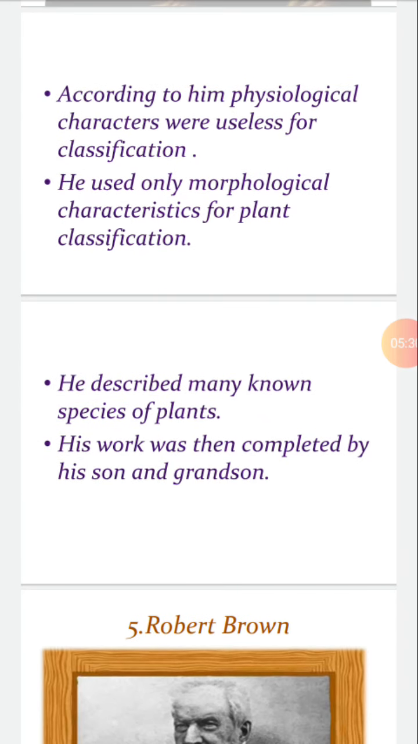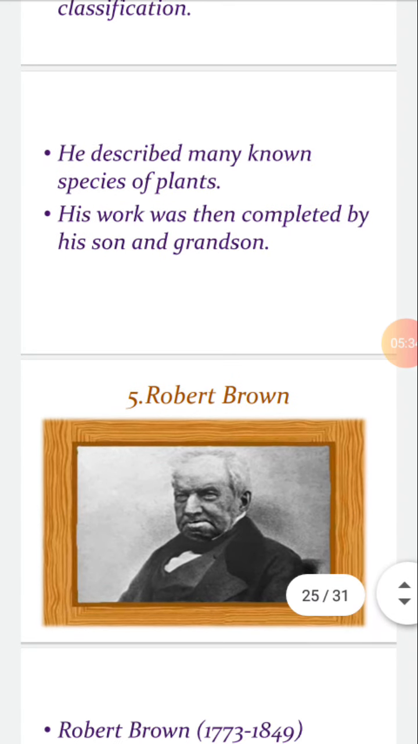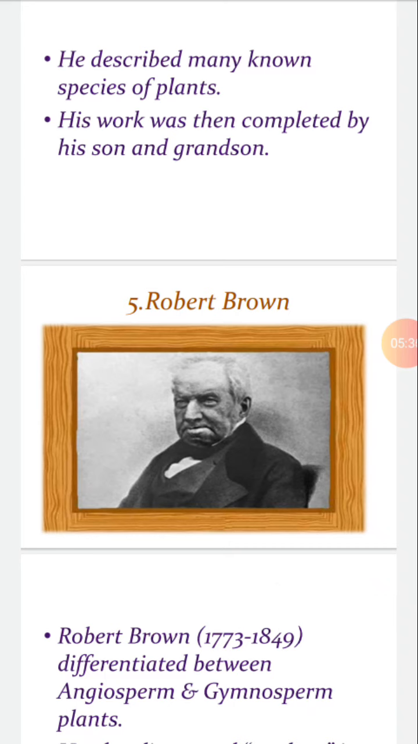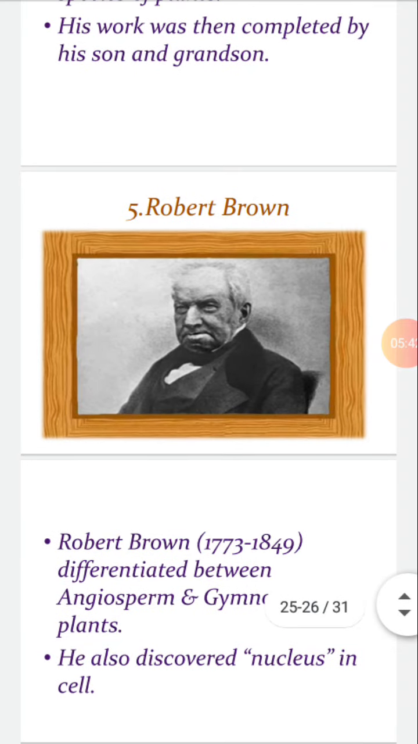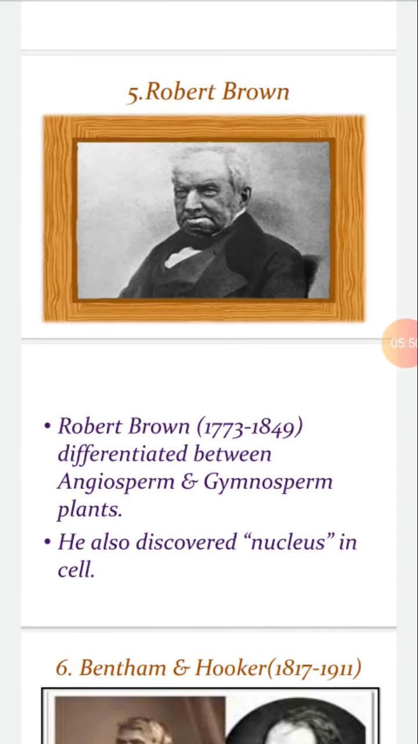Fifth is Robert Brown. You can see picture of Robert Brown. 1773 to 1849. He differentiated between flowering plants, angiosperms, and naked seeded plants, gymnosperms. He also discovered nucleus in the cell. As you know, nucleus is very important and it controls all activities in the cell.